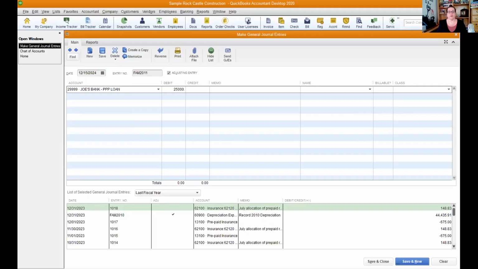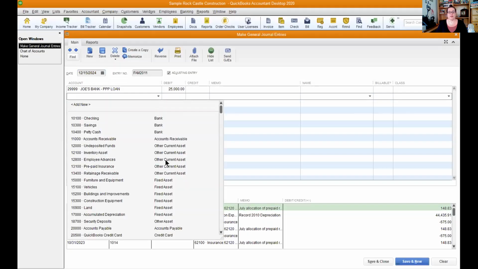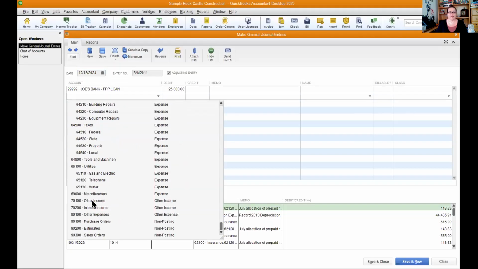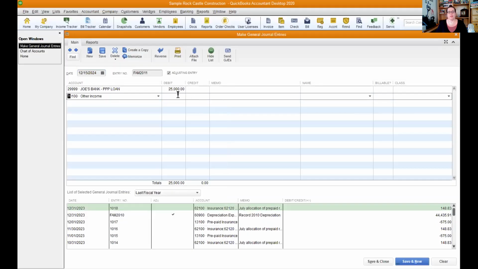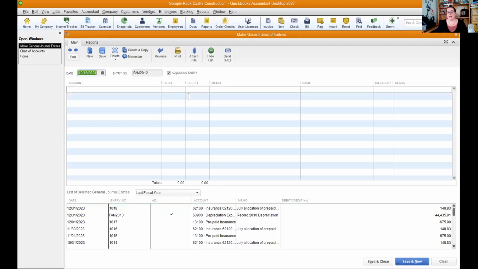So say we had 25,000 forgiven, we can put a description in, and then the offset to that is going to be an other income account that will eventually need to be set up in 8 weeks. And that's going to come in here to other income. And essentially that's going to be called PPP forgiveness. And that's all we're going to do. The rest of the time, you're just spending the money, and we're going to track it in an Excel spreadsheet.